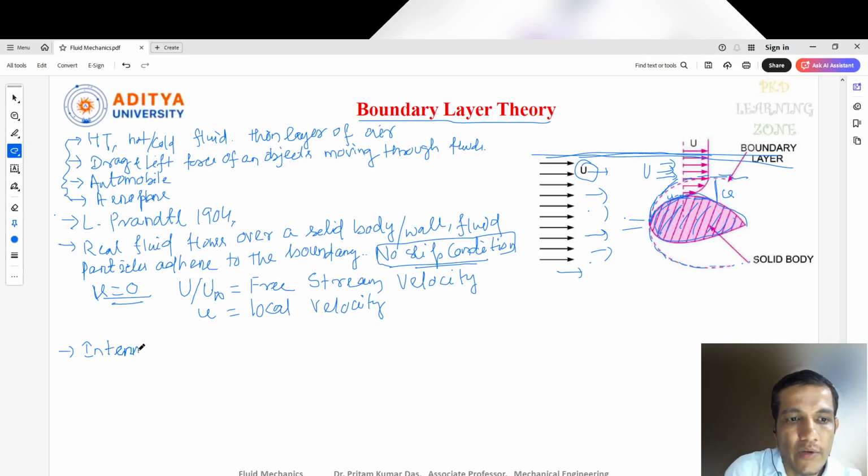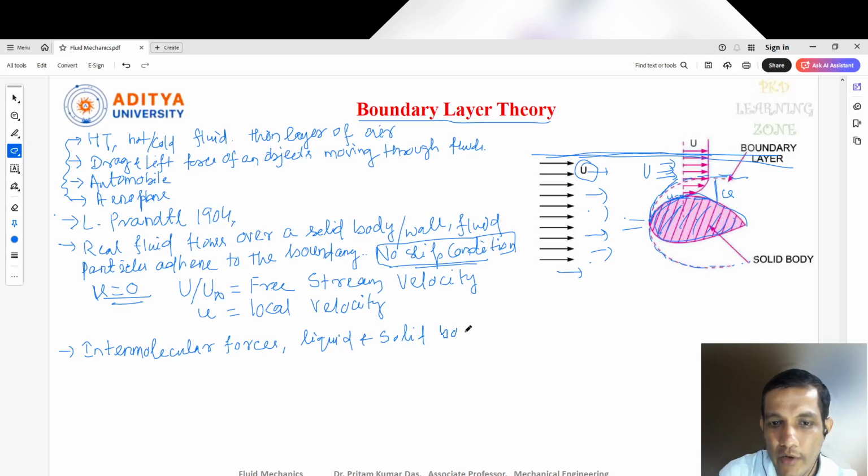This is happening due to the intermolecular bonding, we can say, or intermolecular forces, which is present between the liquid and the solid body. So what is the force actually? The force is called the adhesive force, because this is the liquid which is flowing here over the surface.